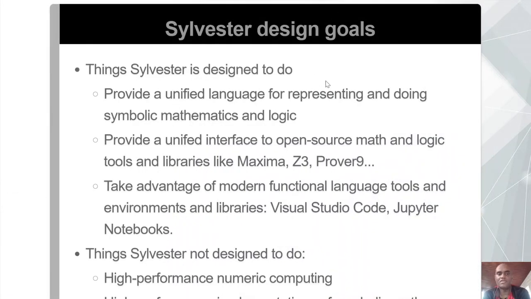So some of the things Sylvester is designed to do: we want to have a unified language for doing these kinds of operations in symbolic mathematics and logic. And again, we have a unified interface to these tools, Maxima, Z3, the Prover9 theorem prover. And we want to be able to take advantage of the different language tools for F#, Visual Studio Code, Jupyter Notebooks. One thing that Sylvester is not trying to do is algorithms for high performance numeric computing or algorithms for symbolic computing. We're delegating all of the symbolic operations to programs like Maxima and GAP, to those specialized programs.